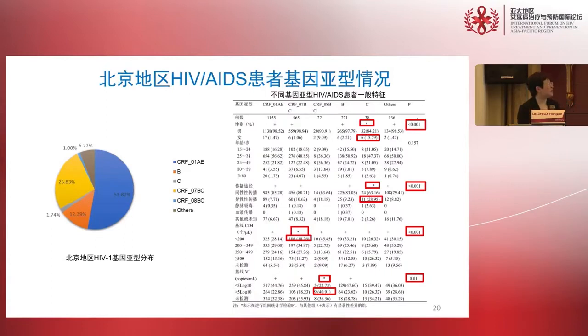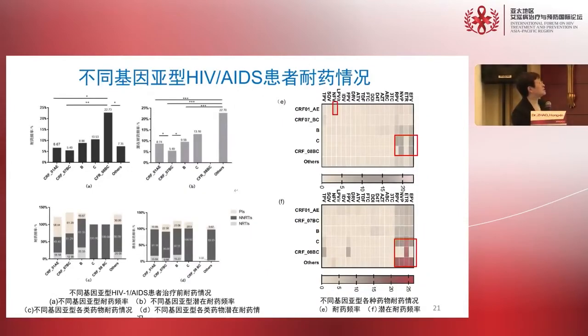And you can see in the CRF07 subtyping, fewer patients have CD4 lower than 200. And thirdly, for CRF08BC, you can see that a lot of patients in this subtype have a viral load higher than 5 log, 5 orders. So you can see this is the resistance in the BC subtype. I just said that 08BC tends to have a high rate of high viral load, higher than 5 orders of a log.